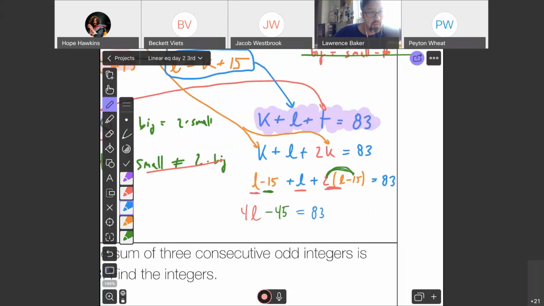And then from here, I'm just going to solve this as normal. I'm going to add 45 to both sides. So I get 4L equals 83 plus 45. Let me do it right this time, I screwed this up first hour. It'll be 128. And when you divide by 4, you find out that L is equal to 32. And this is 32 boxes, that's what the question was about. So Laura sold 32 boxes.